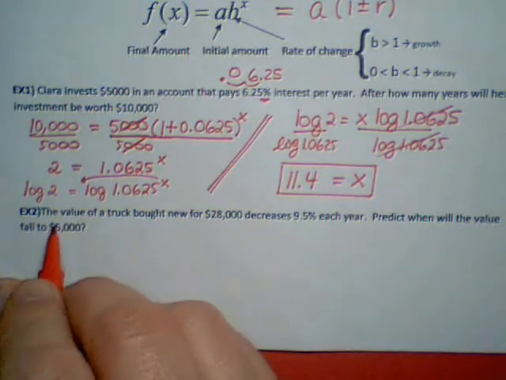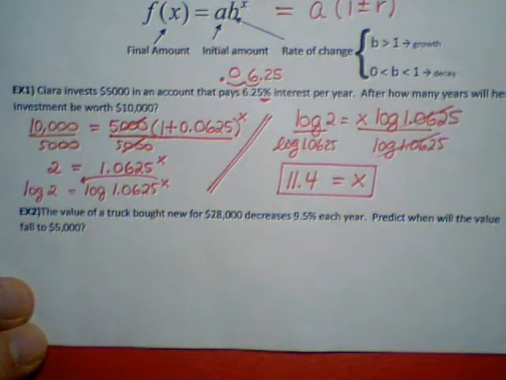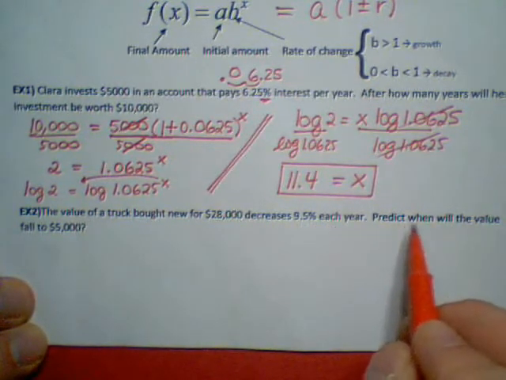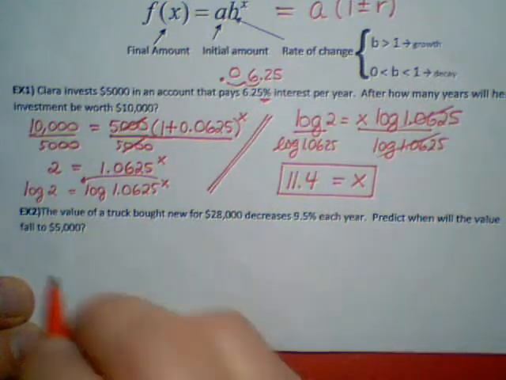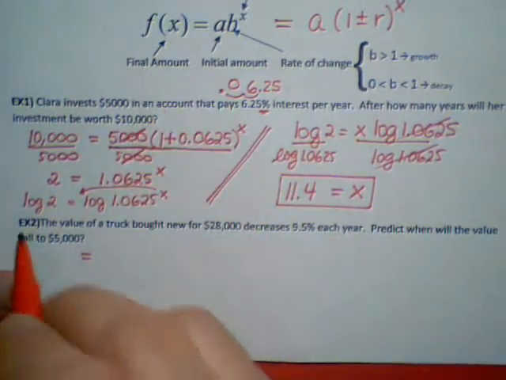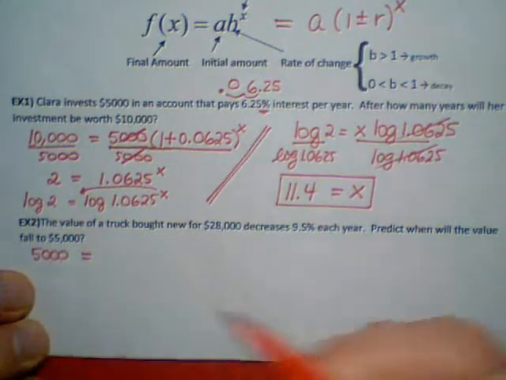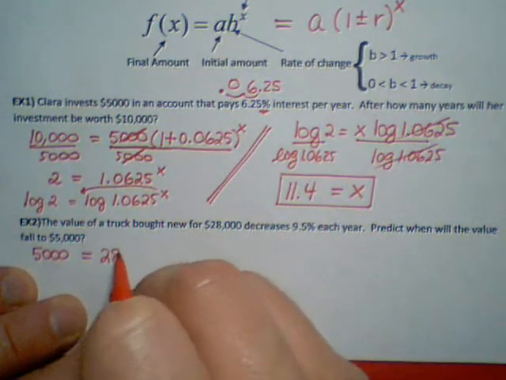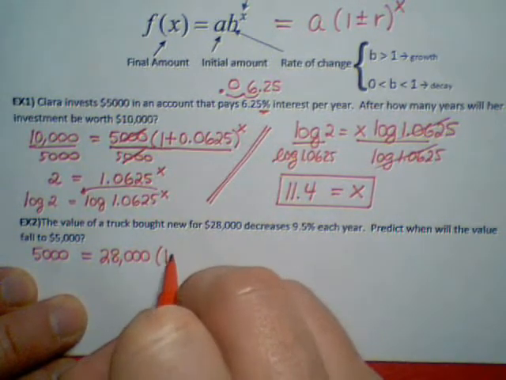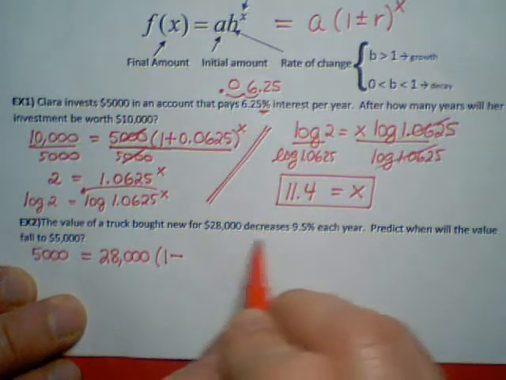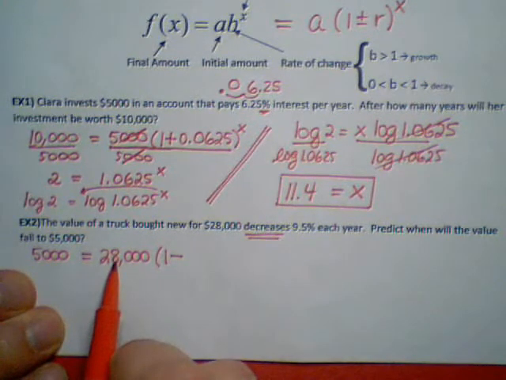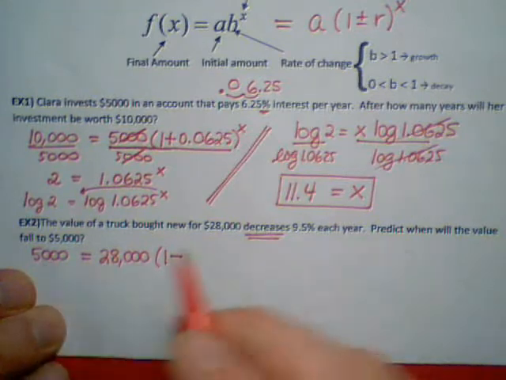The question is: the value of a truck new for $28,000 decreases 9.5% each year. Predict when the value will fall to $5,000. Basically same question. What is my final amount? My final amount in this problem is $5,000. My initial amount is $28,000. I'm dealing with percentage, so I need to add the 1 minus, because the value is decreasing. You also can see that final is 5,000 and the initial value is 28,000, so the numbers are decreasing.